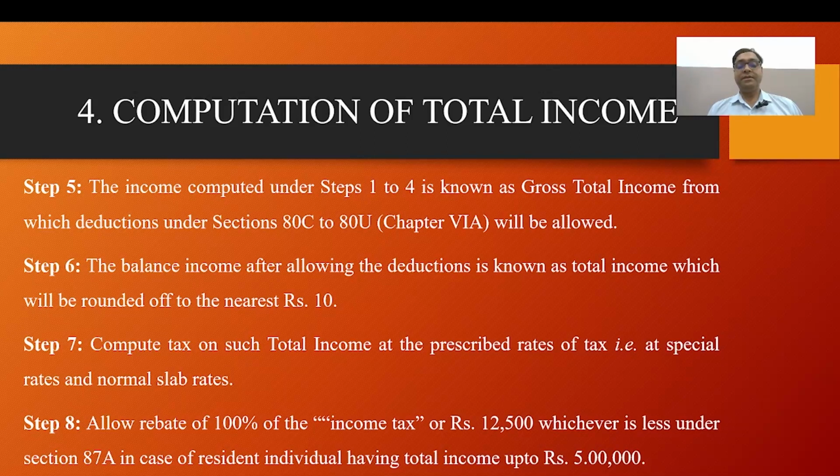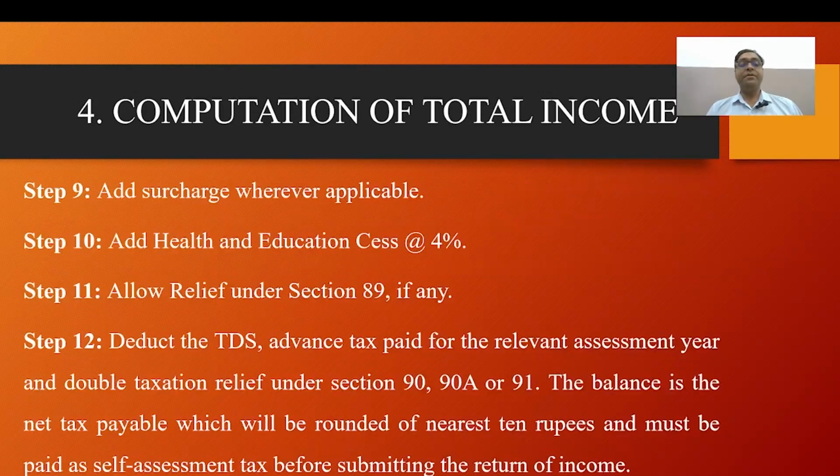That is step 8. Now we reach step 9: add surcharge wherever applicable. I have already discussed surcharge, and it depends on which type of surcharge is applicable. We will add it here. Step 10 is to add health and education cess at 4 percent, which is added after the surcharge. Step 11 is to allow relief under section 89, if any, and not under any other section, if applicable.